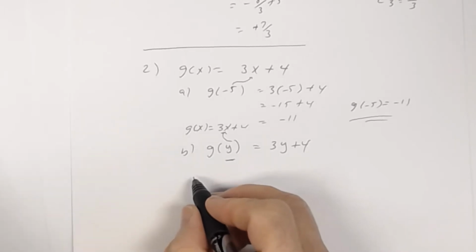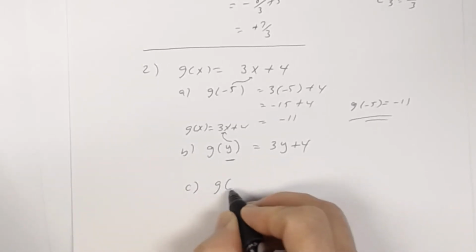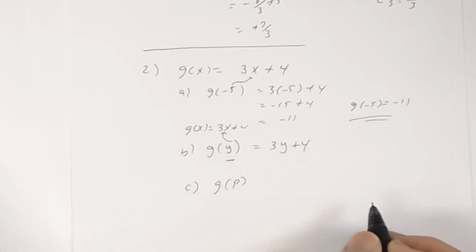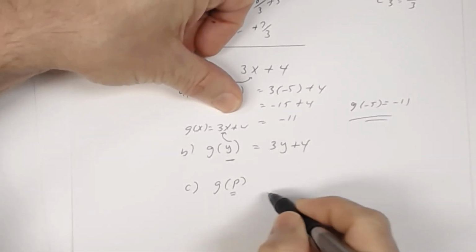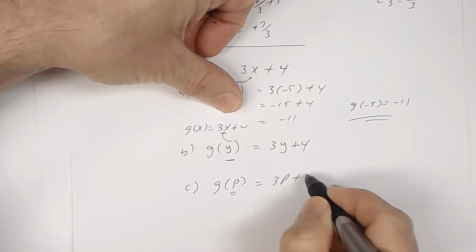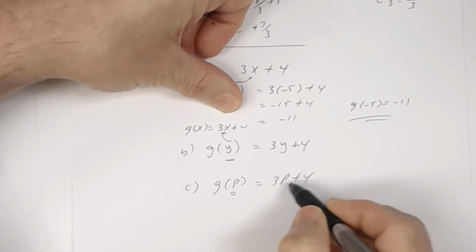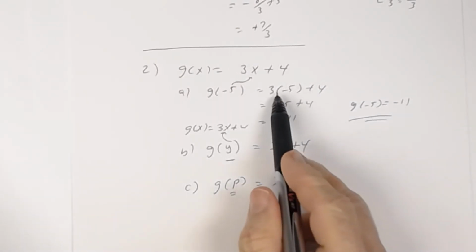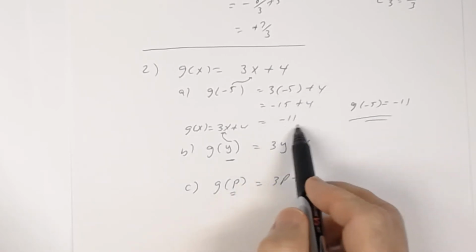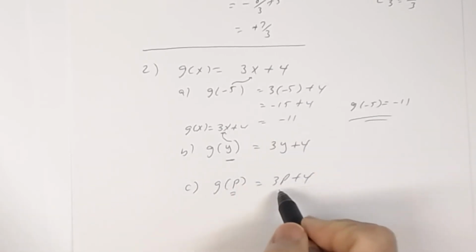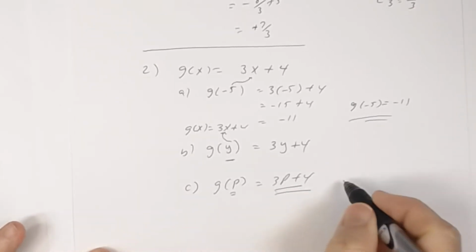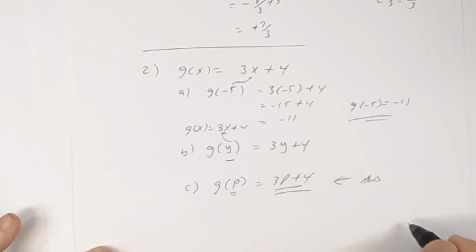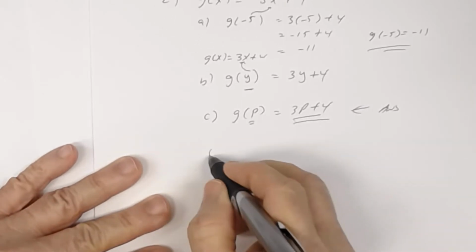So let's do another. Let's say g of p. So same thing. Wherever you see the variable x, what are you going to substitute? You can substitute p. So I get 3p plus 4. And there's nothing else you can do with this. See how I was able to use the order of operations and come up with a nice number? I can't do that here. That's a variable expression. So you're done. That's the answer. Okay, let's look at D.